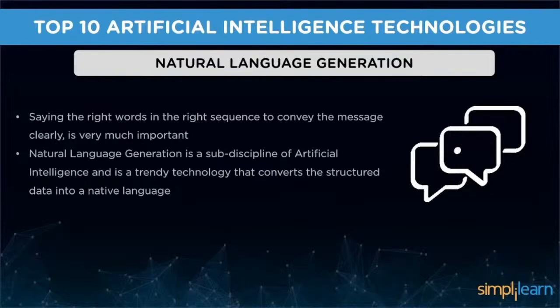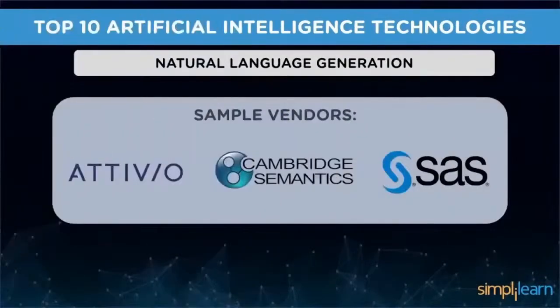The machines are programmed in such a way that the algorithms convert the data into a desirable format for the users. This technology is widely used in customer service, report generation, and summarizing business intelligence insights. Some of the sample vendors are Ativio, Automated Insights, SAS, Kindred Semantics, Digital Reasoning, Narrative Science, etc.